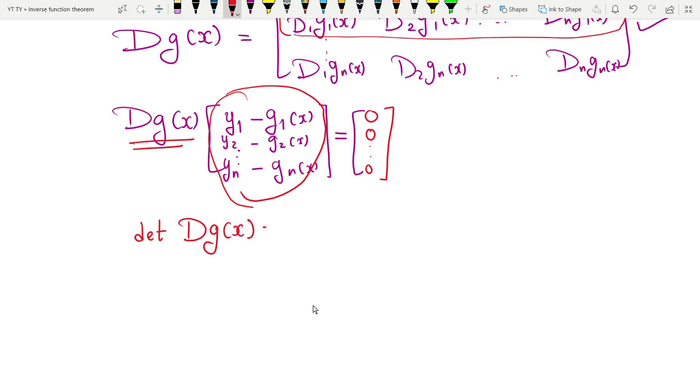This is not equal to 0. That means that it is non-singular, that is, it is invertible. If it is invertible, what do we know? Originally we know that if I have Ax equal to 0 and A is invertible, then this x must be equal to 0, right?